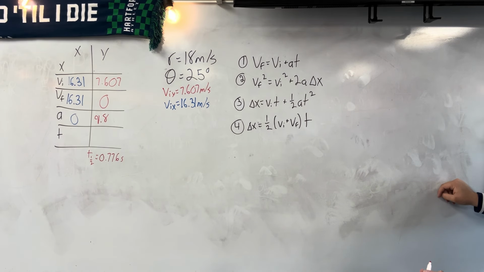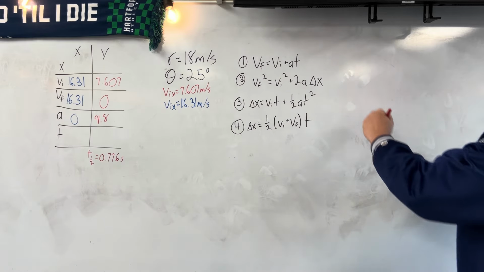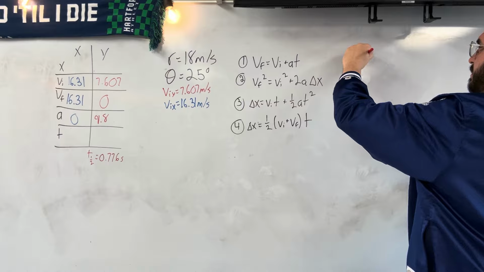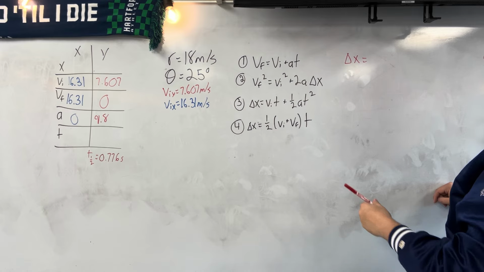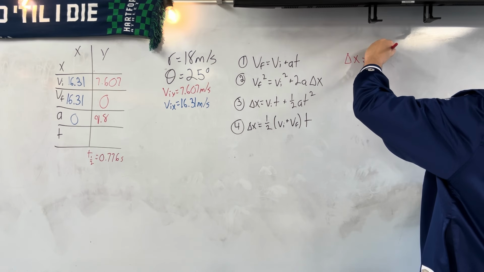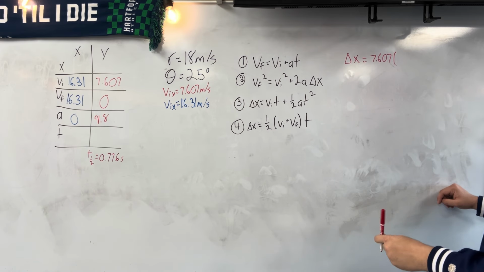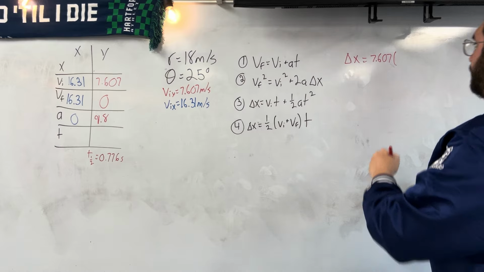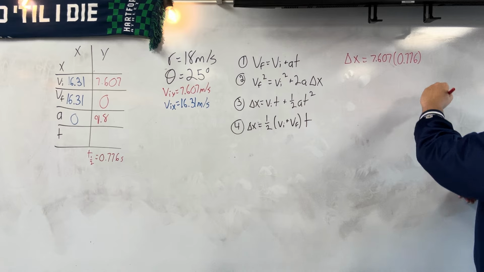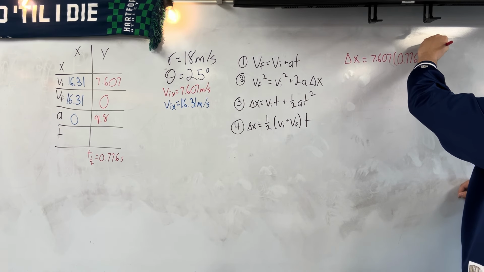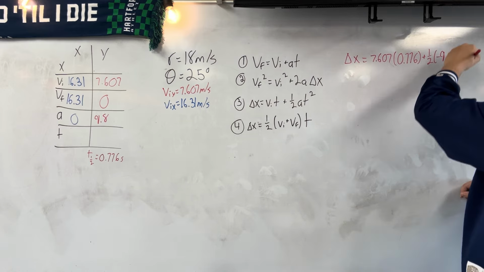Again, you could use any of these other equations. You'll get the same answer. So let's do this. My displacement in the y direction is going to be equal to my initial velocity, which in the y direction was 7.607, times our time, which we're using our half time here because we're just going to the peak right now, 0.776, plus 1/2 a, which is going to be negative 9.8, t squared. So 0.776 squared.